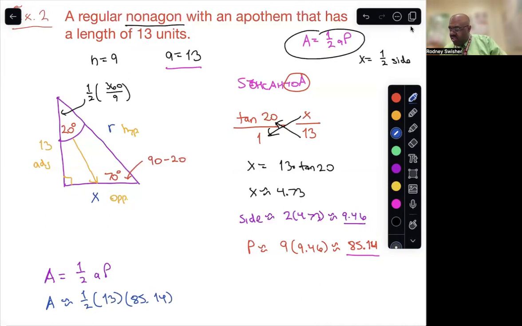So multiply half times 13 times 85.14, and I get approximately 553.41. Okay? And I got that in rehearsal, so I think I'm good. Okay, the made up rehearsal that I had. But anyway, that is the area, and this is the process you use to find the area of a regular polygon when you are given the length of the apothem. You see, we're still using tangent. We just changed our perspective on the angle. So, there's that.